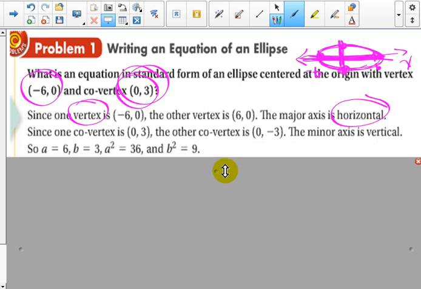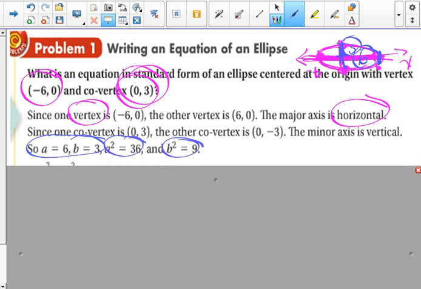So our A value is equal to 6. Our B value is equal to 3. So from here to here, that is our 6. And from there to there, that's our 3. So A equals 6, B equals 3. And A squared is equal to 36, and B squared is equal to 9. So those are the things that we need to know.